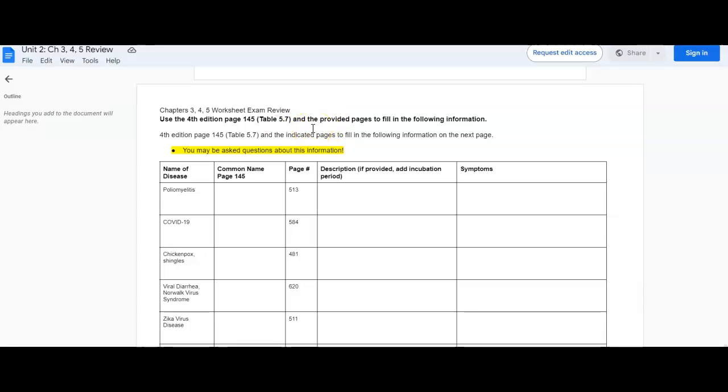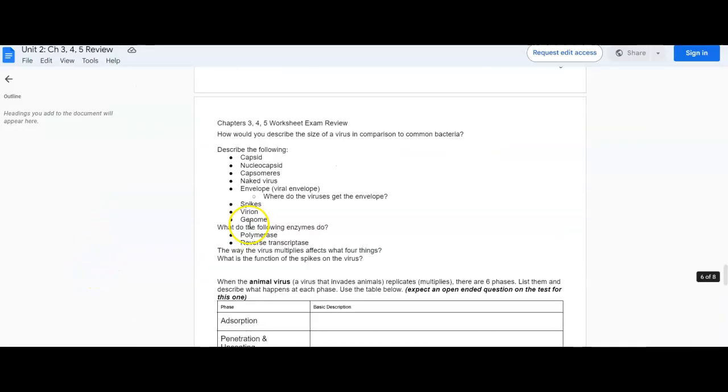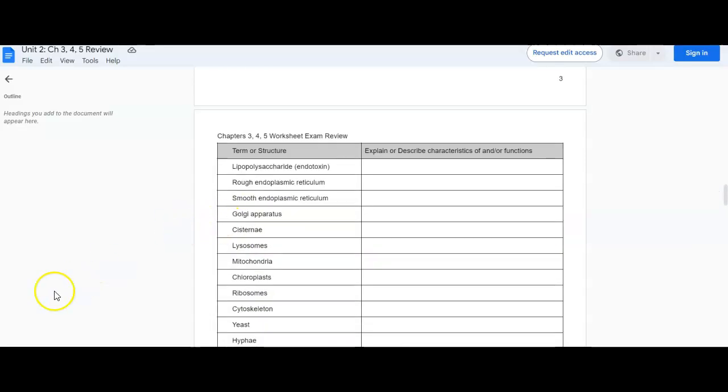The bulk of the test, again, is multiple choice. There are a few open-ended, and all that can be found on basically this study guide sheet. So if you have any questions, let me know.